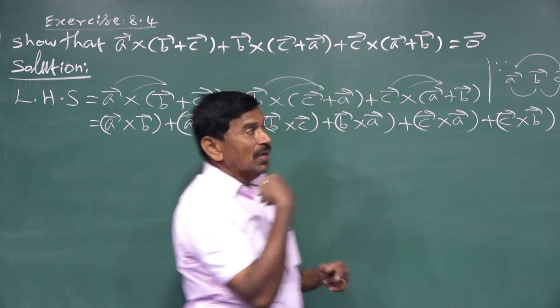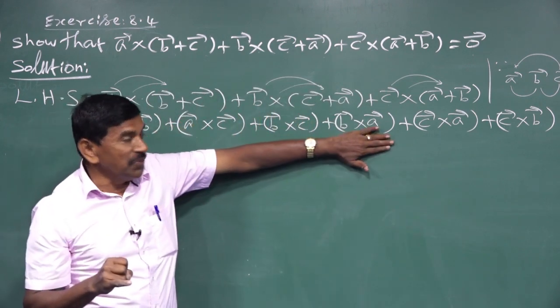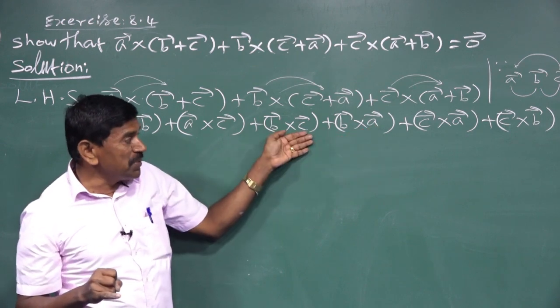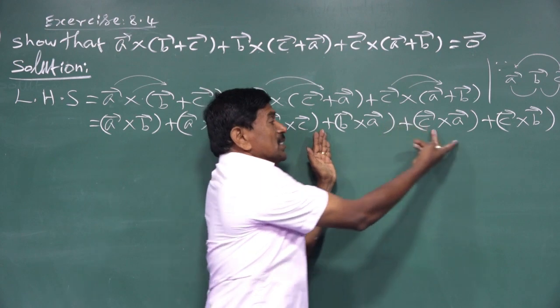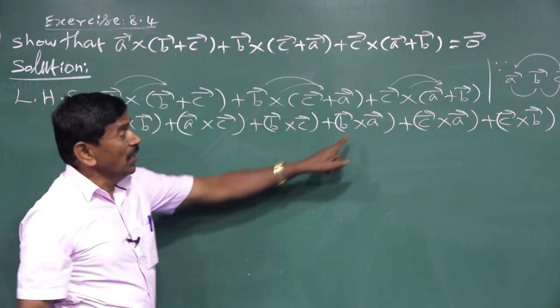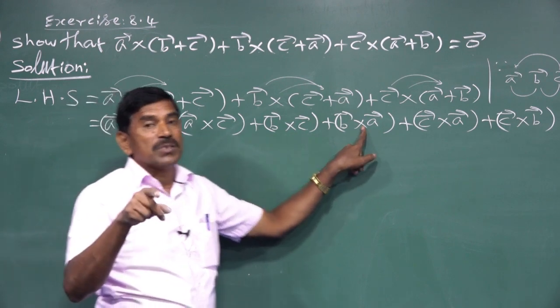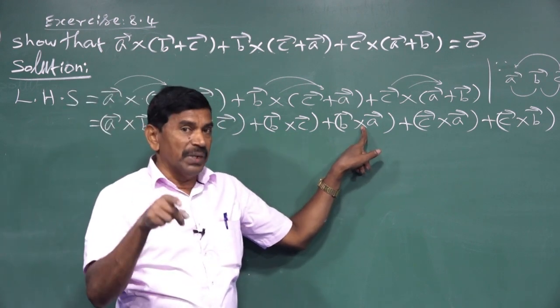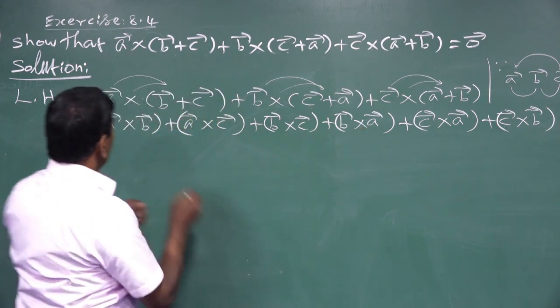That's all. So there are 6 terms, in which first 3 terms fixed, and the last 3 terms, interchange the vectors, we get a negative sign. That's all. Because cross product is non-commutative. That is, A cross B not equal to B cross A, but A cross B equal to minus B cross A. That is why. Okay, now start.